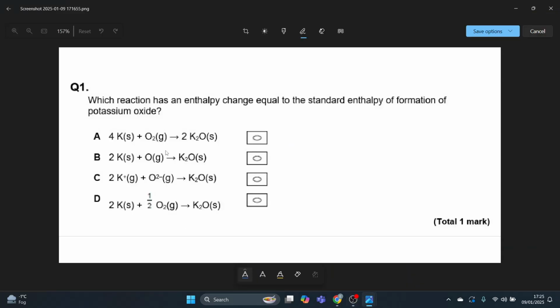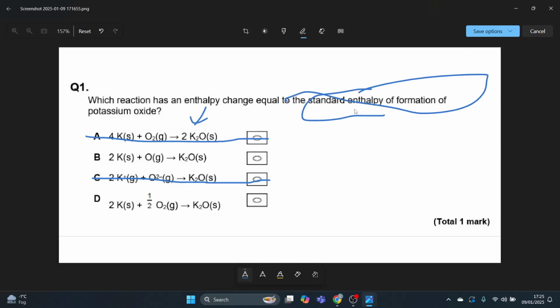Multiple choice questions. Question 1. Which reaction has an enthalpy change equal to the standard enthalpy of formation of potassium oxide? Can't be C. It can't be A, because the definition of standard enthalpy of formation is that 1 mole of compound is formed from its constituent elements.